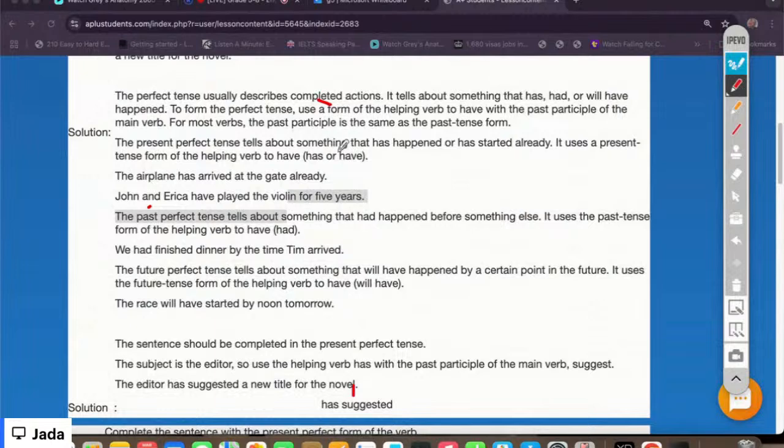For most verbs, the past participle is just the same as the past tense form. And the present perfect tense tells about something that has happened or has started happening already, and it uses the present tense form of the helping verb to have, which is has or have. Then we have: the airplane has arrived at the gate already. John and Erica have played the violin for 5 years.